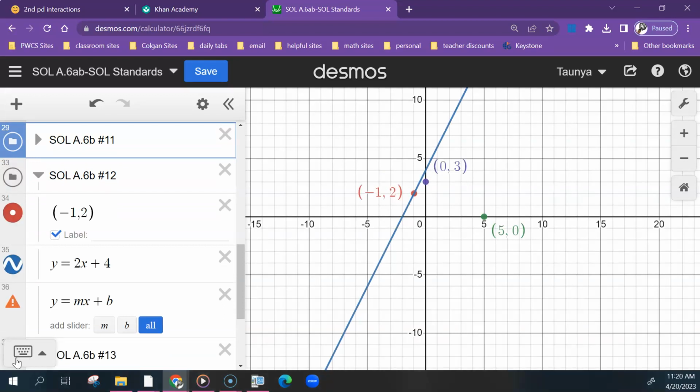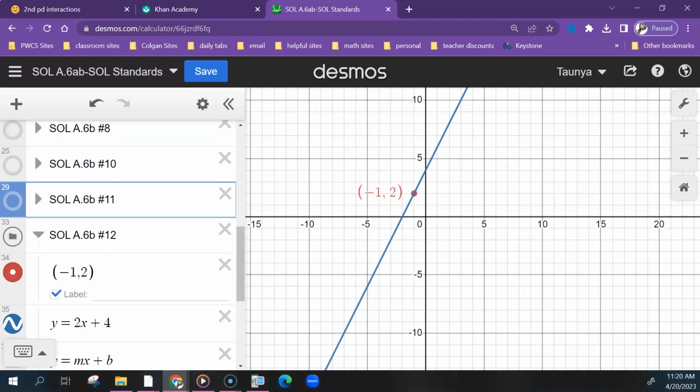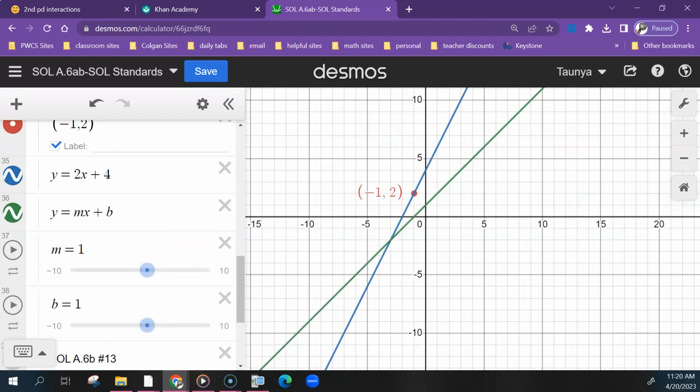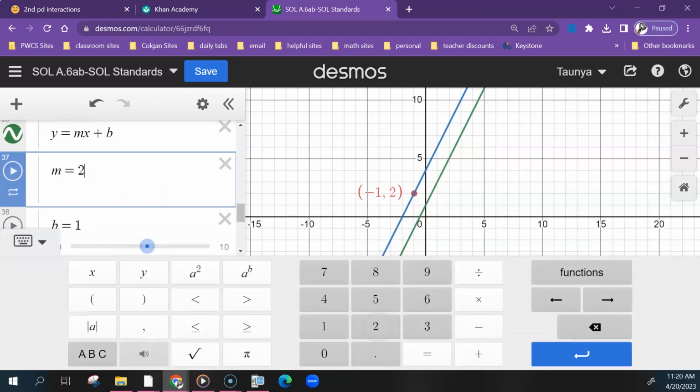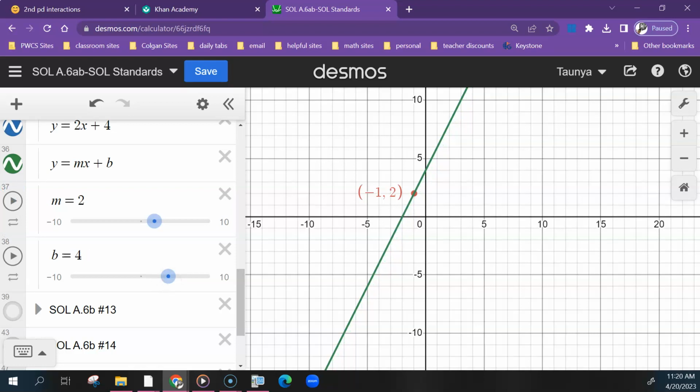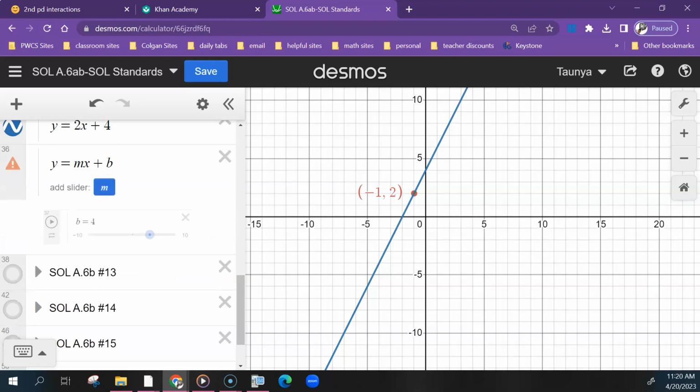12 is the one that was parallel. So if you put in the point, put in the equation, and then put in your y equals mx plus b, added in sliders. The slope has to be the same, so you could change that to 2. And it has to go through the point that was given, so if you move this, move your y-intercept until it goes through that point. They ended up being the same line, which shouldn't have happened, but it did in this case.